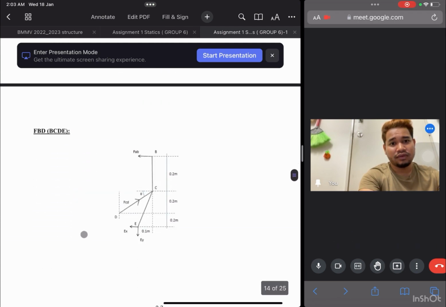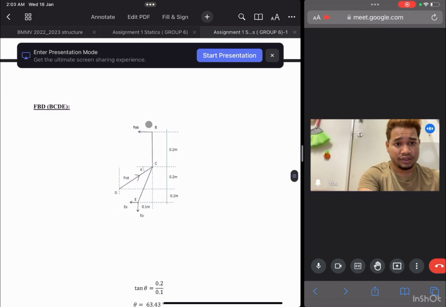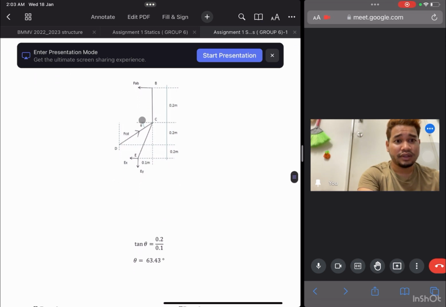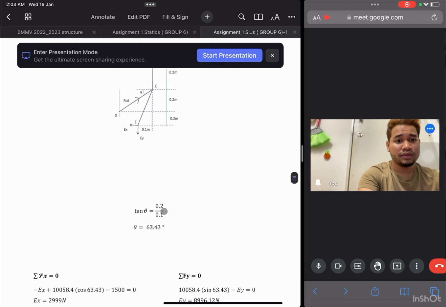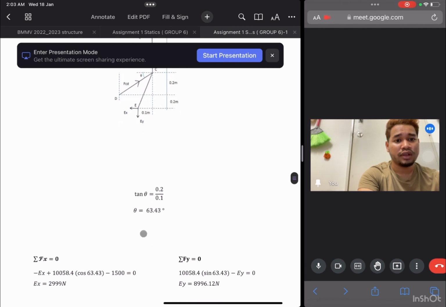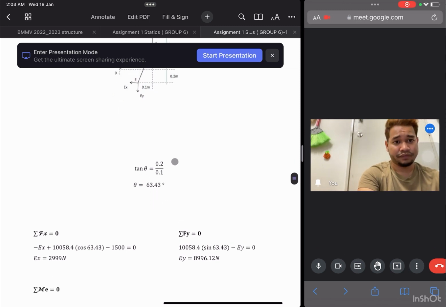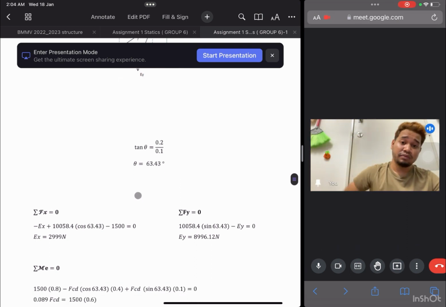And then we move to FBD at the point BCDE. So here the FBD, as you can see. And the first one, we got an angle here. So we use tangent theta equal to 0.2 and 0.1 here. So we got the angle is 63.43 degrees. And then we use the equation of equilibrium.